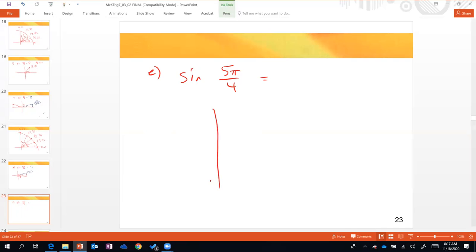Let's check it out. So 5 pi over 4, which quadrant is it in? Which quadrant are we trying to put it into? We're trying to put it into quadrant 1, but what quadrant is it in right now? 5 pi over 4.